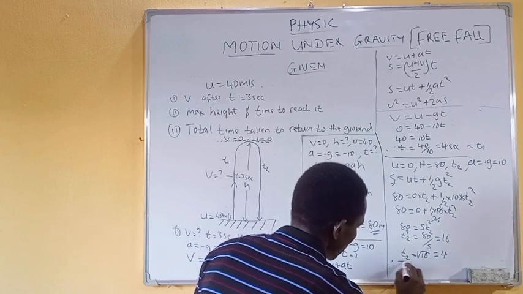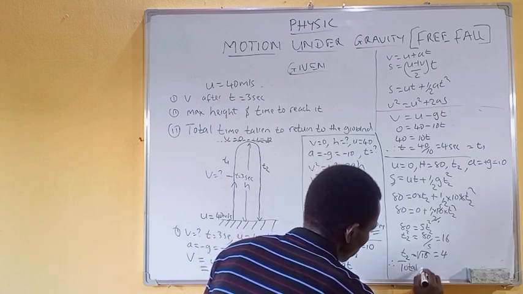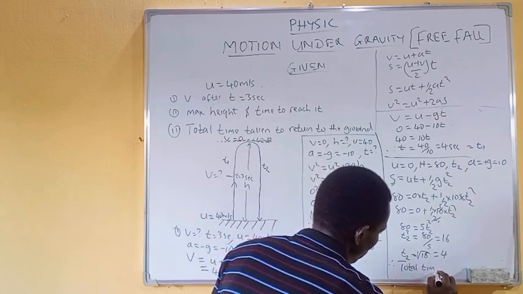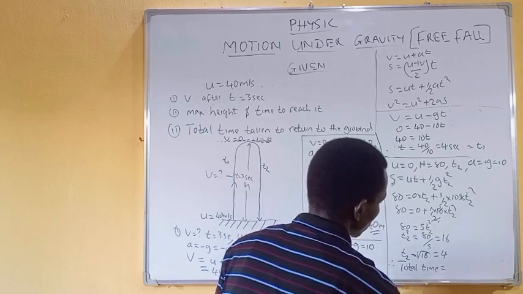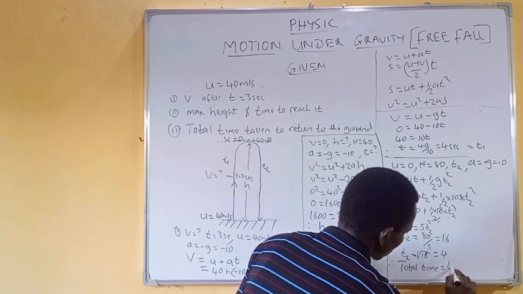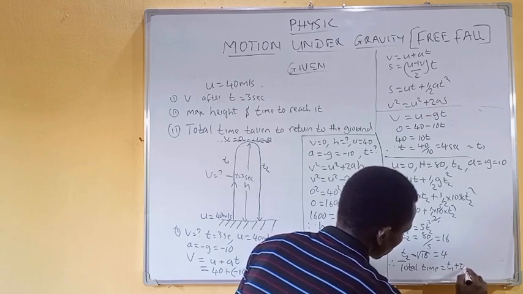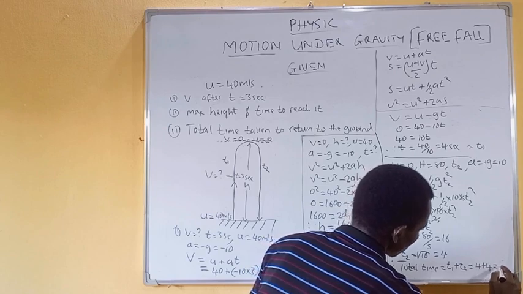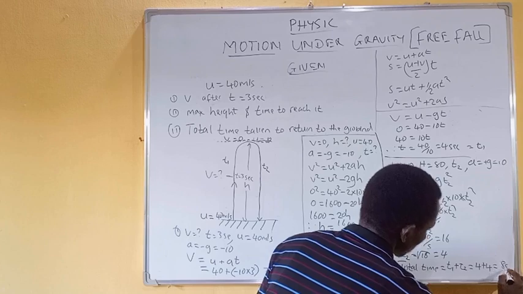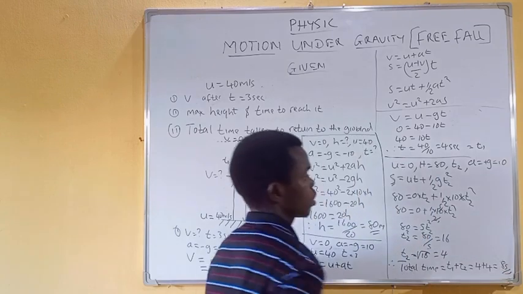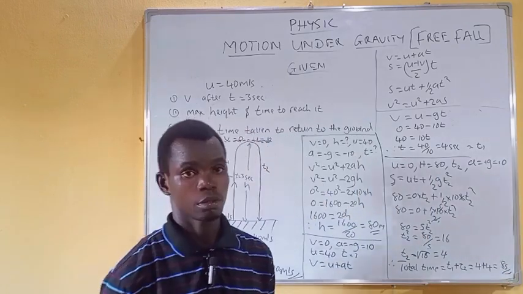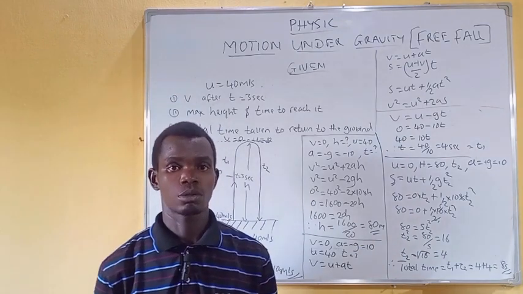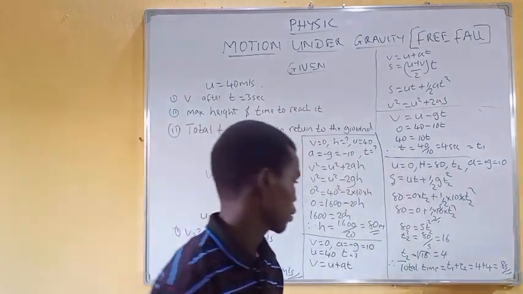Therefore, total time equals t1 plus t2, which is 4 plus 4, which equals 8 seconds. That is for question 1. Let's go to question 2.